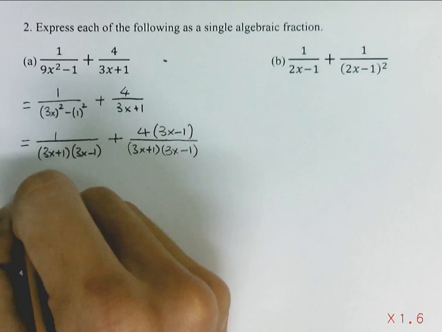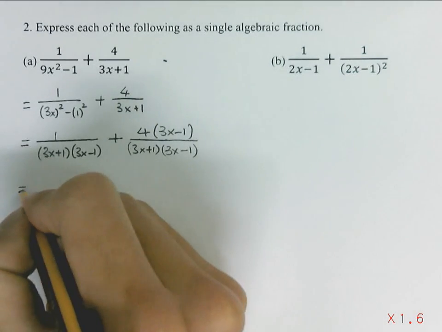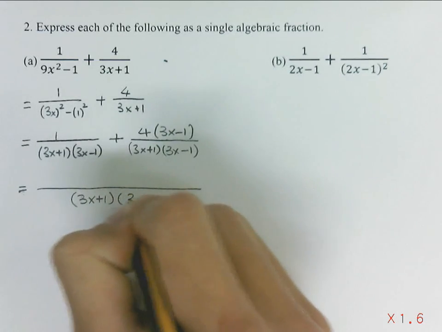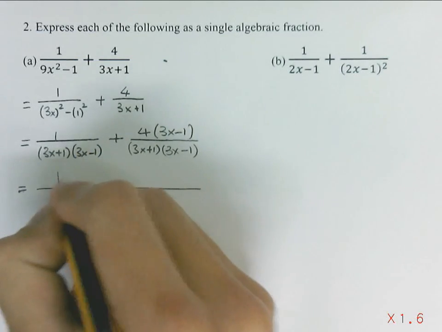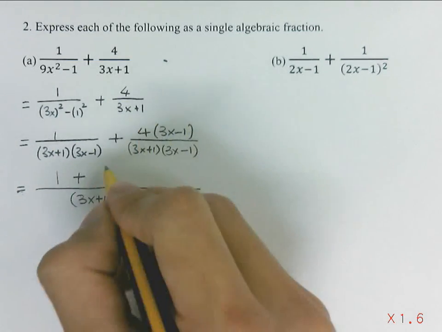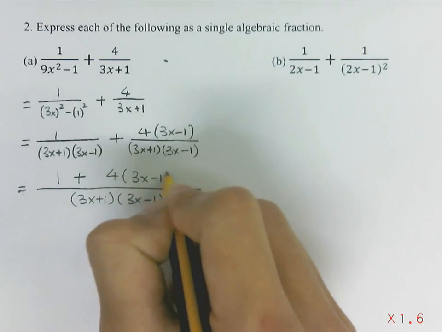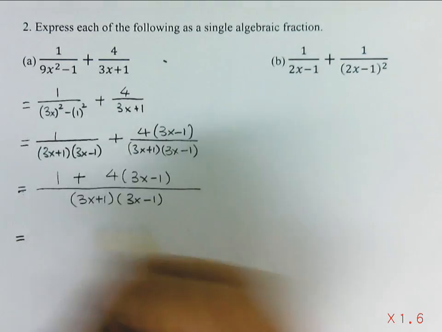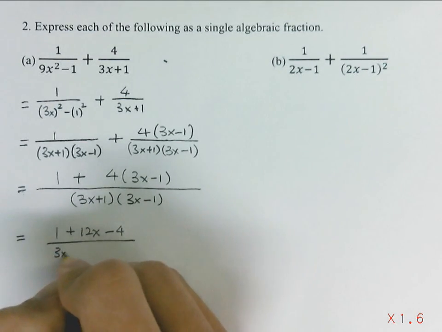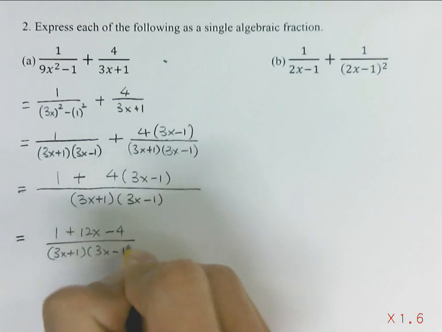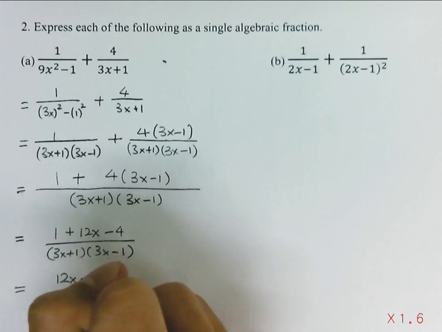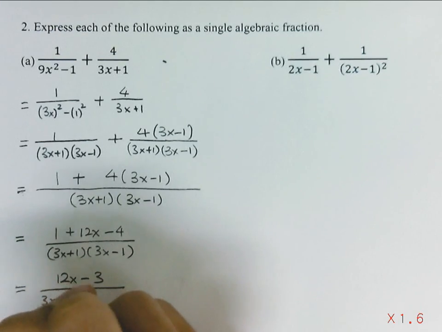And that simplifies everything into the same denominator, 3x plus 1, 3x minus 1. And the numerator will simply simplify to 1 plus 4 times 3x minus 1. Which further simplifies to 12x minus 3 over 3x plus 1 times 3x minus 1.